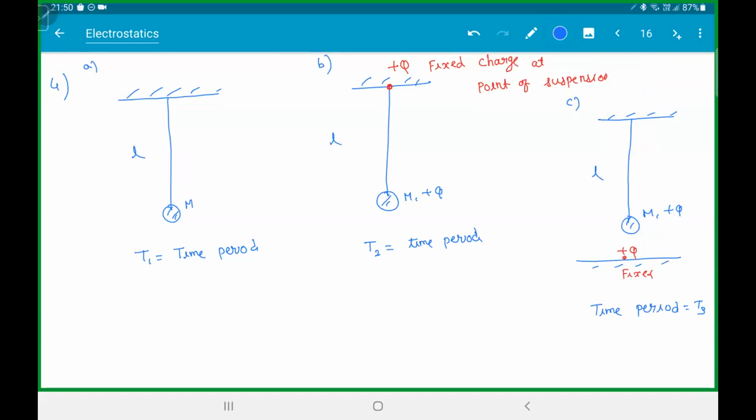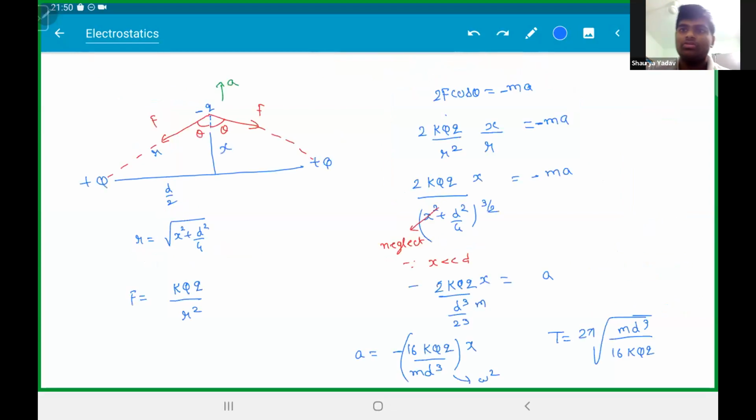Is the question clear? Do you remember the time period of a simple pendulum formula? 2 pi under root L by g. That is a formula, but I hope you remember how we derived it.